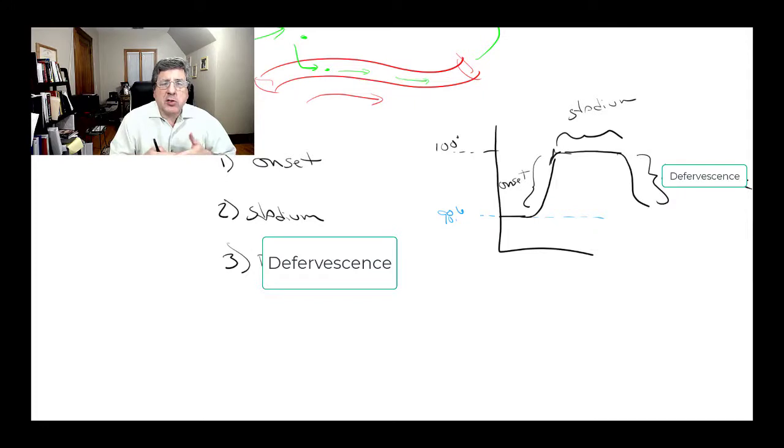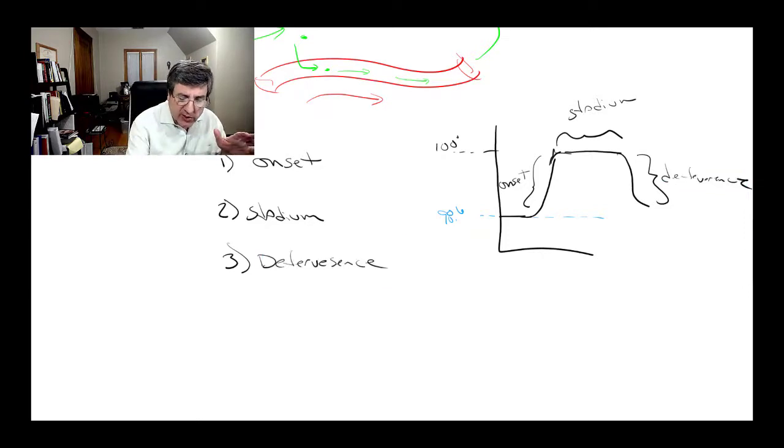The hypothalamus is no longer being stimulated by pyrogens, so your set point goes back down to 98.6. This is where your blood vessels in your skin dilate again, because we now want to get rid of the heat. Okay, this is where the person can sweat. They feel hot. Okay, so those are your three stages.